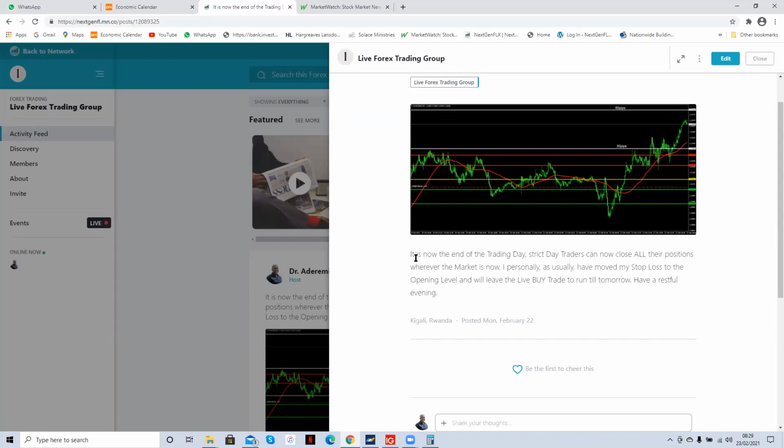That's why I said there's really no hard and fast rule in trading, but it's you understanding what you're doing. So strict day traders, like I said in the post yesterday, that's now the end of the trading day. Strict day traders can now close all their positions wherever the market is. But I personally always let my trade run over to the next day to see if we will get to the 60 pips. I just move my stop loss to the open level and leave it to run to tomorrow. But that's what I always do.